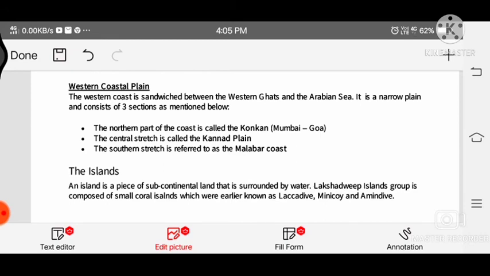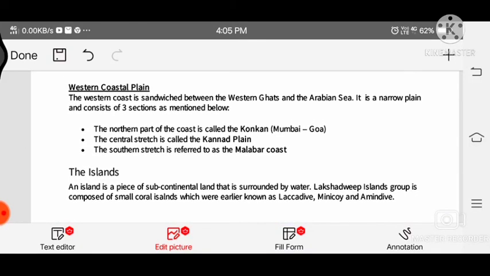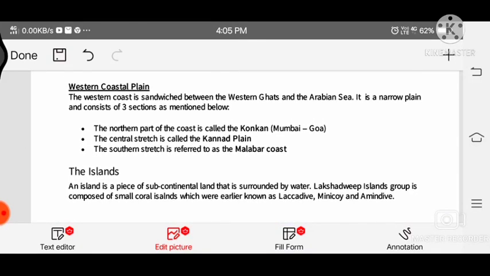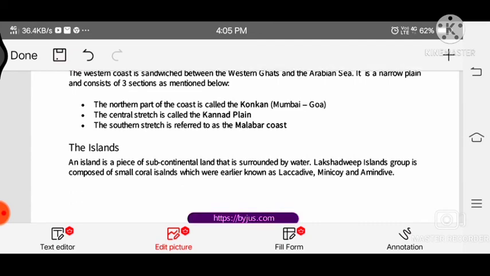Now we come to the islands. What are islands? An island is a piece of land that is surrounded by water. The Lakshadweep Island group is composed of small coral islands which were earlier known as Laccadive, Minicoy, and Amindivi.